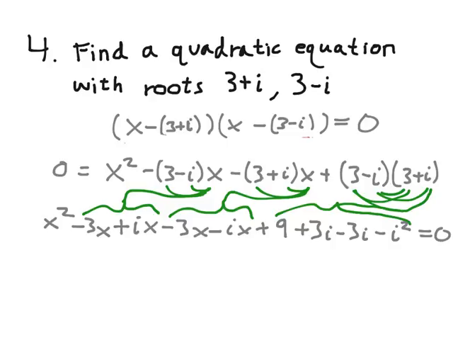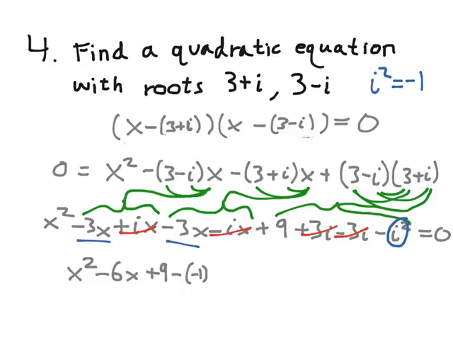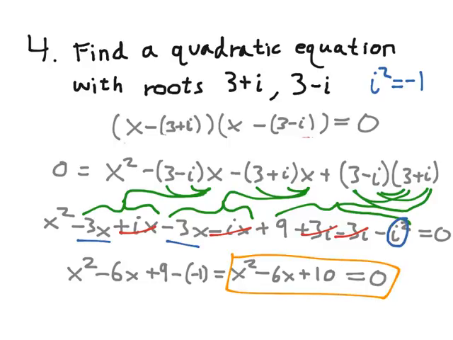But some things cancel. So here I have a plus ix, here I have a minus ix. Here I have a plus 3i and a minus 3i. Also remember, i squared is equal to negative 1. So I can go ahead and plug that in. And I can also put these two terms together. So I've reduced it all the way down to this. And now minus a negative 1 is really just plus 1. So this, which is equal to 0, is my quadratic equation.